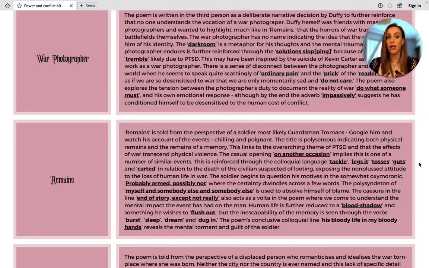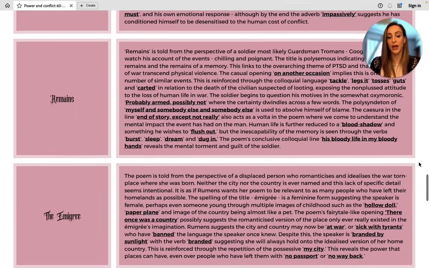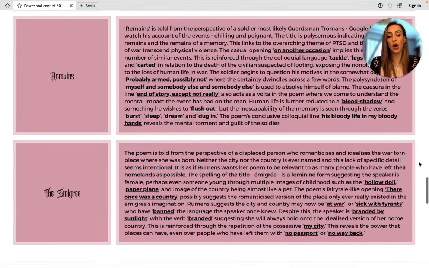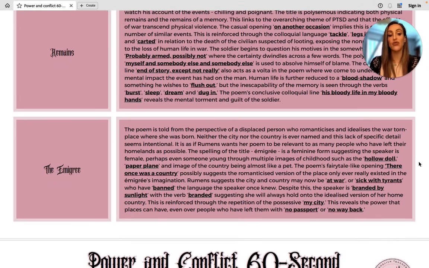So that's like a turning point within the poem, where we come to understand the mental impact the event has had on him. Human life is further reduced to a "blood shadow" and something he wishes to flush out, but the inescapability of the memory is seen through the verbs "burst", "sleep", "dream", and "dug in". The poem's conclusive colloquial line, "his bloody life in my bloody hands", reveals the mental torment and guilt of the soldier.